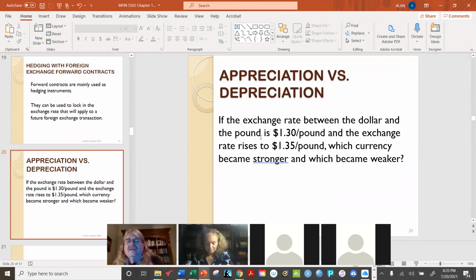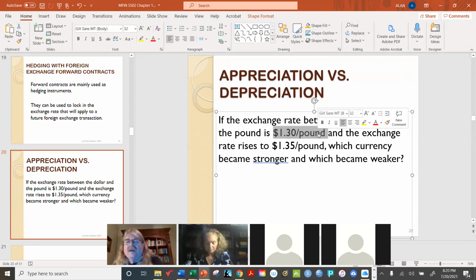So, before we do that, let's take a detour and look at the following discussion about the strength of the dollar compared to a foreign currency. Suppose that you discover that the current spot exchange rate is $1.30 a pound. And the next day that goes up to $1.35 a pound. Which currency became stronger and which became weaker? Good question.